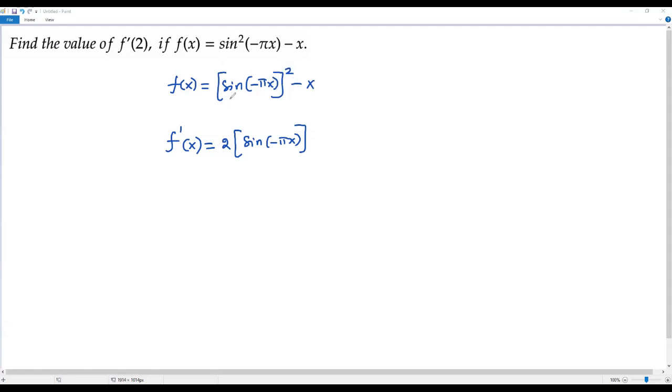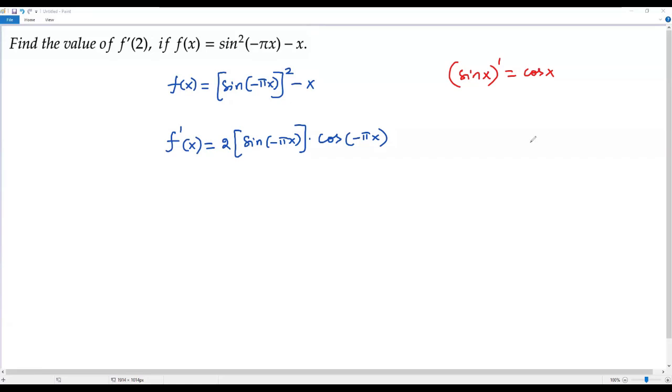By chain rule, I have to do further derivative for the sine, what I have inside the square bracket over here. Let me write the rule to get the derivative of sine, that is if I have sine x, its derivative is cosine x. Now if I find the derivative of sine of negative pi x, its derivative is cosine of negative pi x. So far I got the derivative only for the sine. By chain rule, I have to do further derivative for this negative pi x. So how do I get the derivative for this negative pi x?